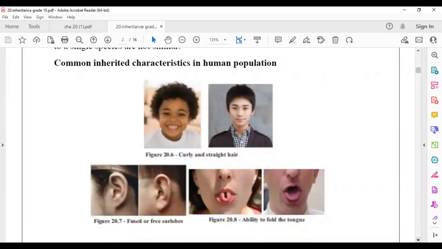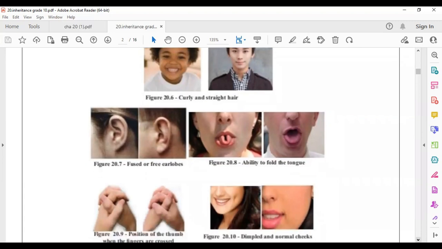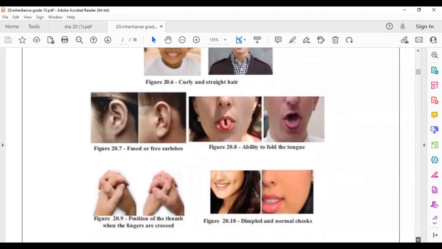You can see curly and straight hair. At the exam, they're asking for the common inherited characteristics. They are common things, not rare things. Curly and straight hair, they are coming from their parents. And fused or free earlobes, like in the picture, this is the fused earlobe. This one is the free earlobe. An ability to fold the tongue like this. Some can't do that.